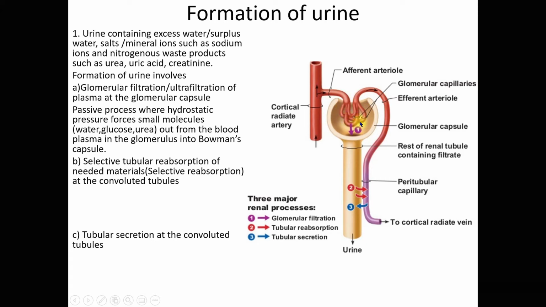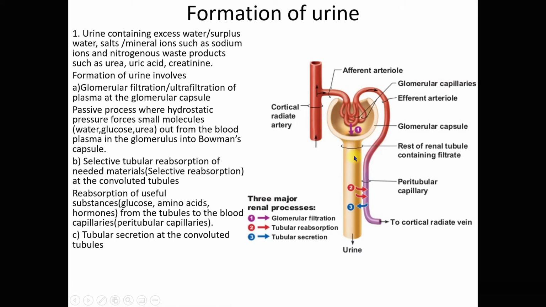Obviously, the contents will be pushed out from the glomerular capillaries into the glomerular capsule, and this content is known as glomerular filtrate. So this glomerular filtrate will enter into the renal tubule. This is the renal tubule, or also known as the proximal convoluted tubule.